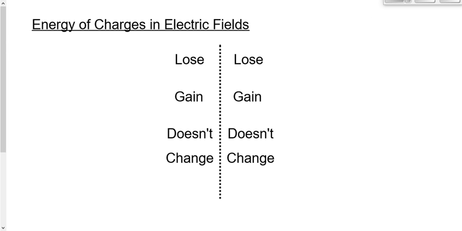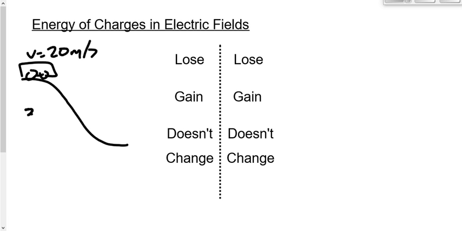Yesterday we looked at charges that were accelerating in electric fields, and I told you essentially that whenever you get a charged particle that's speeding up in an electric field, I want you to think of it as a car going down the hill. Yesterday we drew that analogy. The car was at the top of a hill. It had a speed of, let's say, 20 meters per second. The hill had a height of maybe 30 meters. And maybe we wanted to find the speed of that car halfway down the hill.